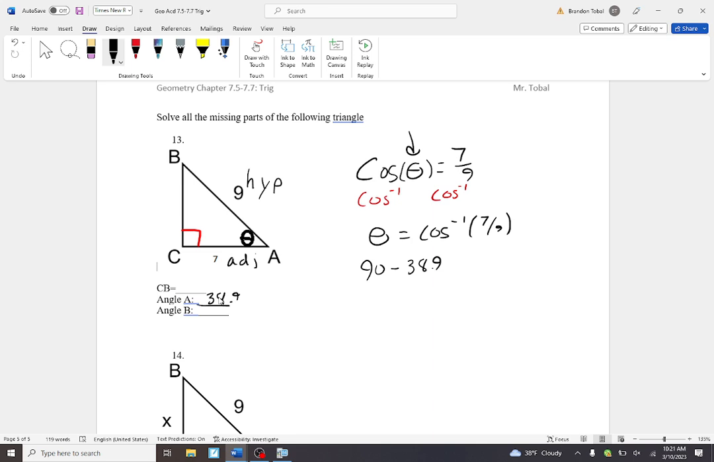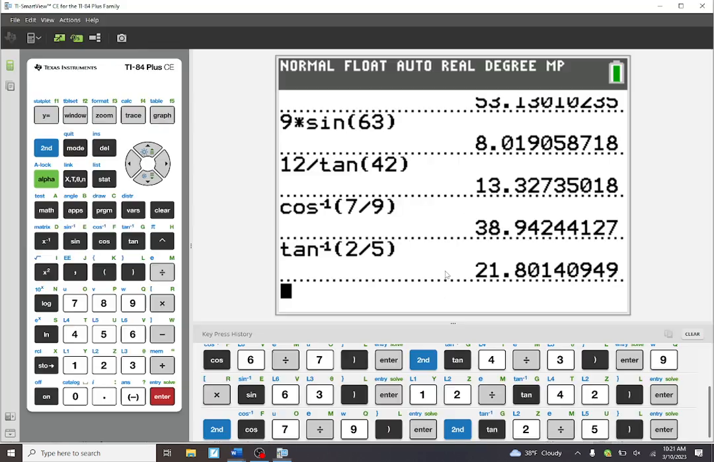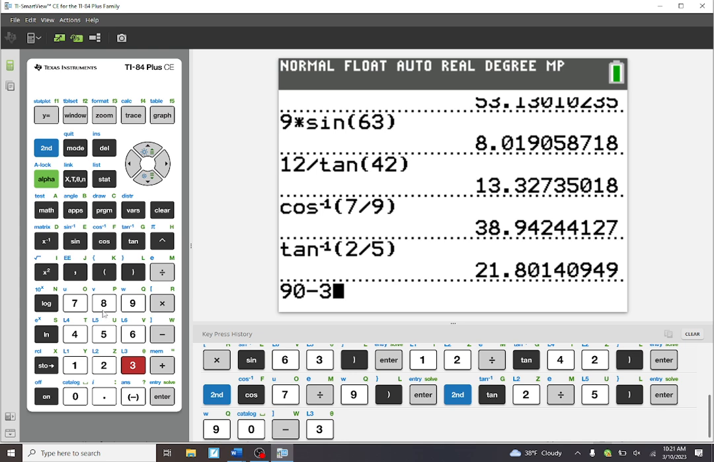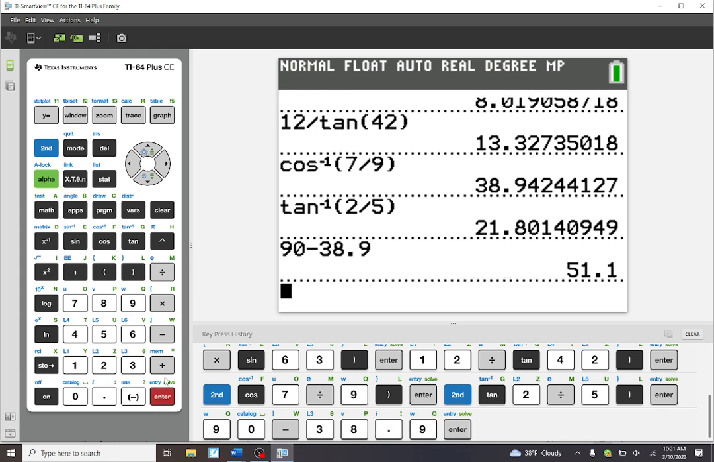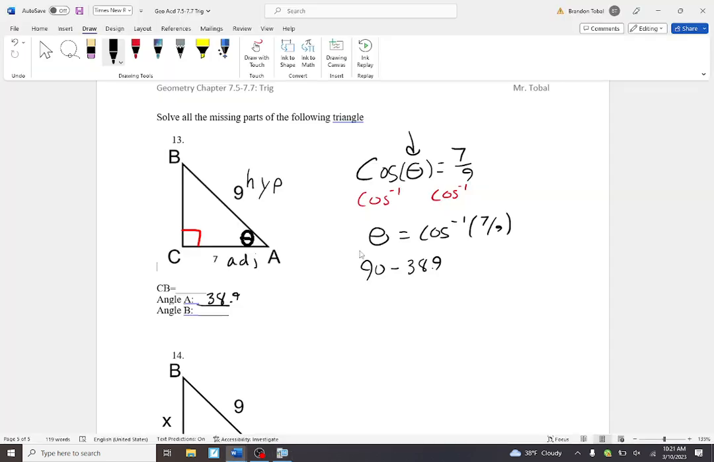Because there's 90 left over, right? But what angle are you trying to find, BC? We're finding angle B, so we're going to do 90 minus 38.9. Oh look, you just did the whole thing. I want you to know you are allowed to do that. You should get 51.1-ish. I'm going to check if I'm right. That's for B. Doesn't matter if you do.